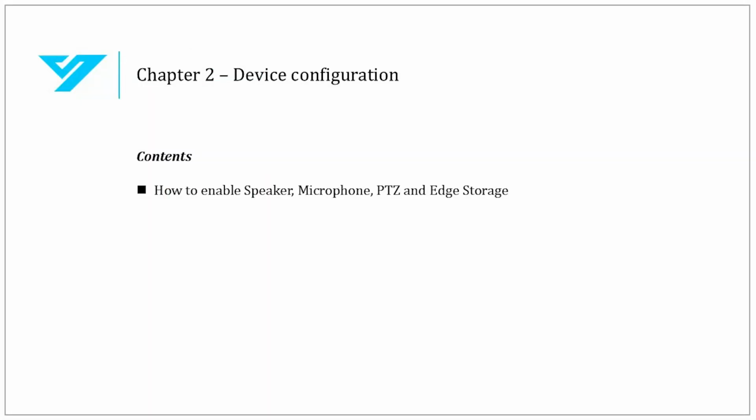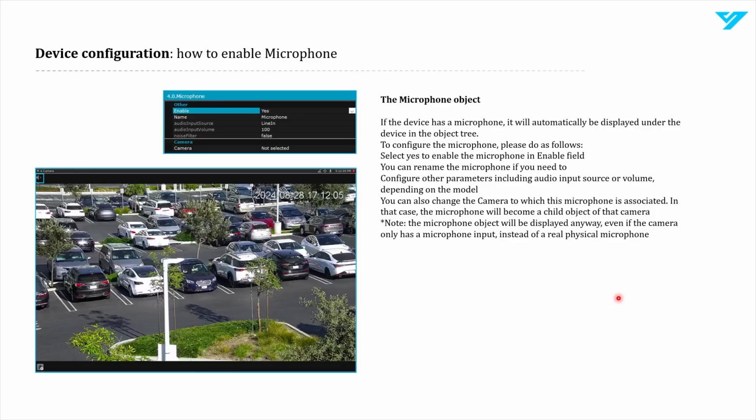So much for the video streams, OSD text, and privacy mask. Let's take a look at speaker, microphone, PTZ, and edge storage. How are we going to enable those features on LumiCenter? If a camera supports those features, you can definitely see those objects under the camera object.